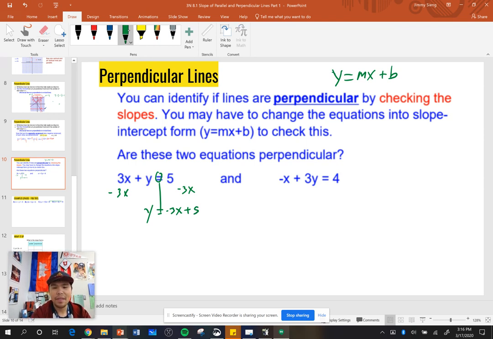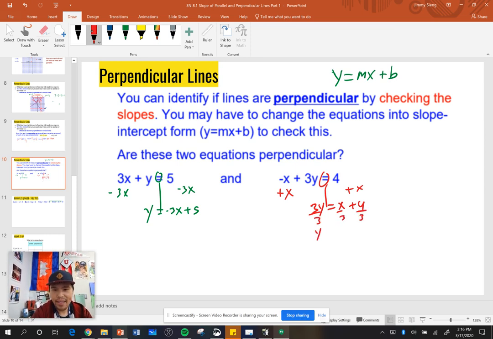Same thing with the other one, negative x plus 3y equals 4. Actually, I'm going to add x to both sides, okay? So now you got 3y equals x plus 4. Divide, divide, divide. You get the idea. So now I got 1/3 x plus 4 over 3. Remember, the only thing I care about is that slope right now. Just for now, we're going to check it. So the slope here is equal to negative 3.